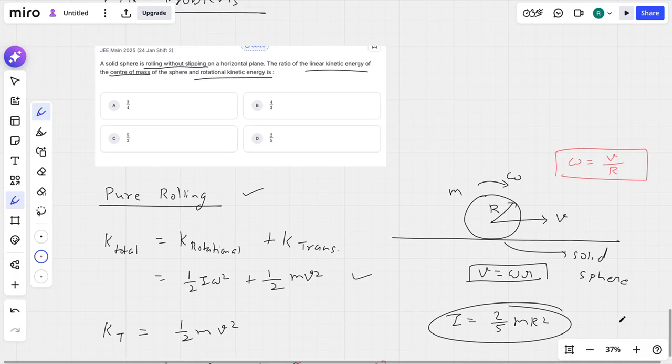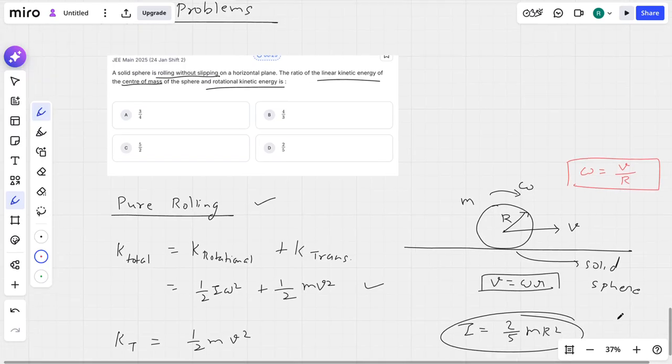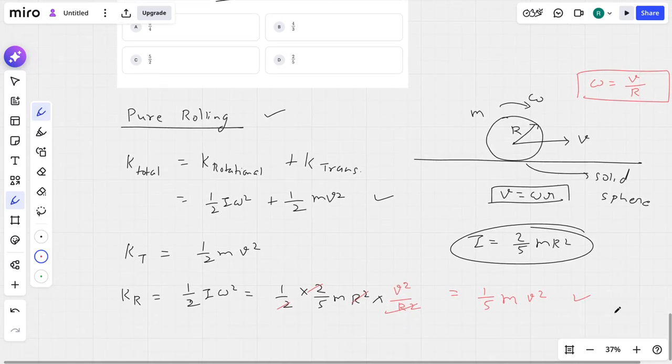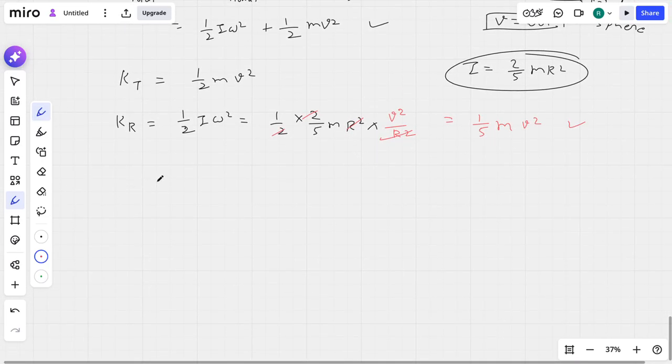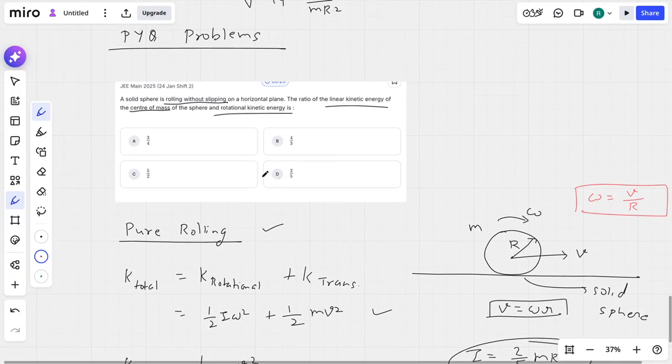In this problem we are asked for the ratio of linear kinetic energy and rotational kinetic energy. So we are asked about the translational kinetic energy and rotational kinetic energy ratio. So it comes like half mv square whole divided by 1 by 5 mv square. So mv square cancels out, and the final result is basically 5 by 2. So the correct answer will be option C, 5 by 2.